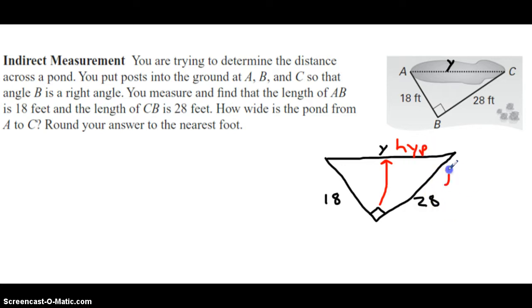This automatically then becomes a leg and a leg over here, and we can set up the Pythagorean theorem. 18 squared plus 28 squared equals y squared.